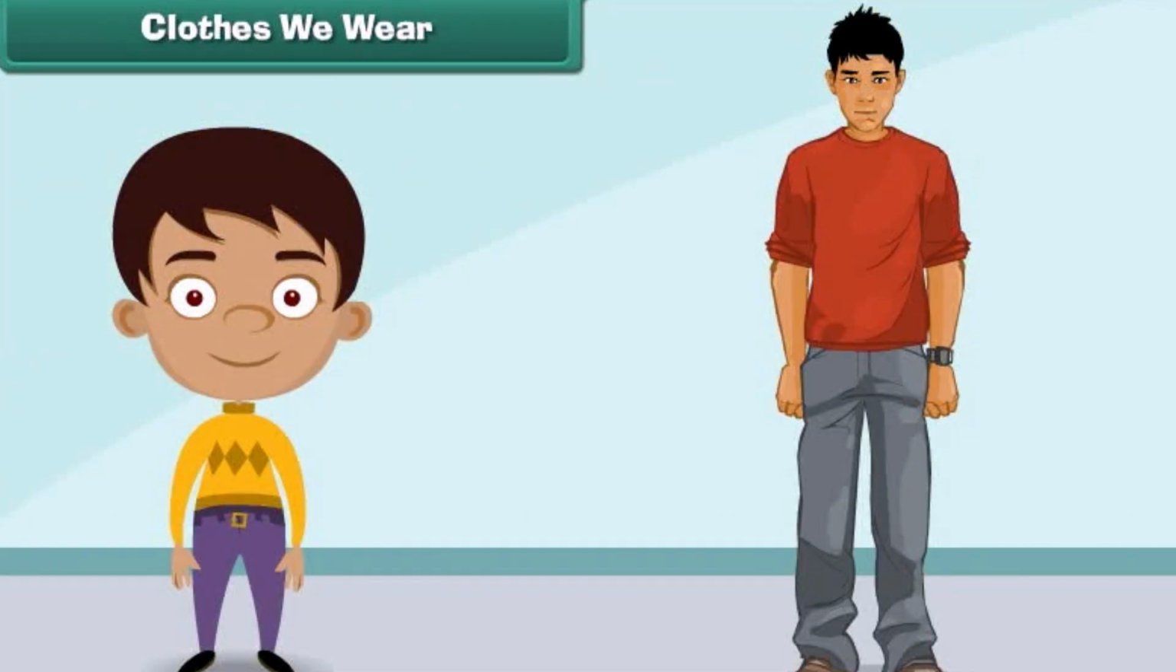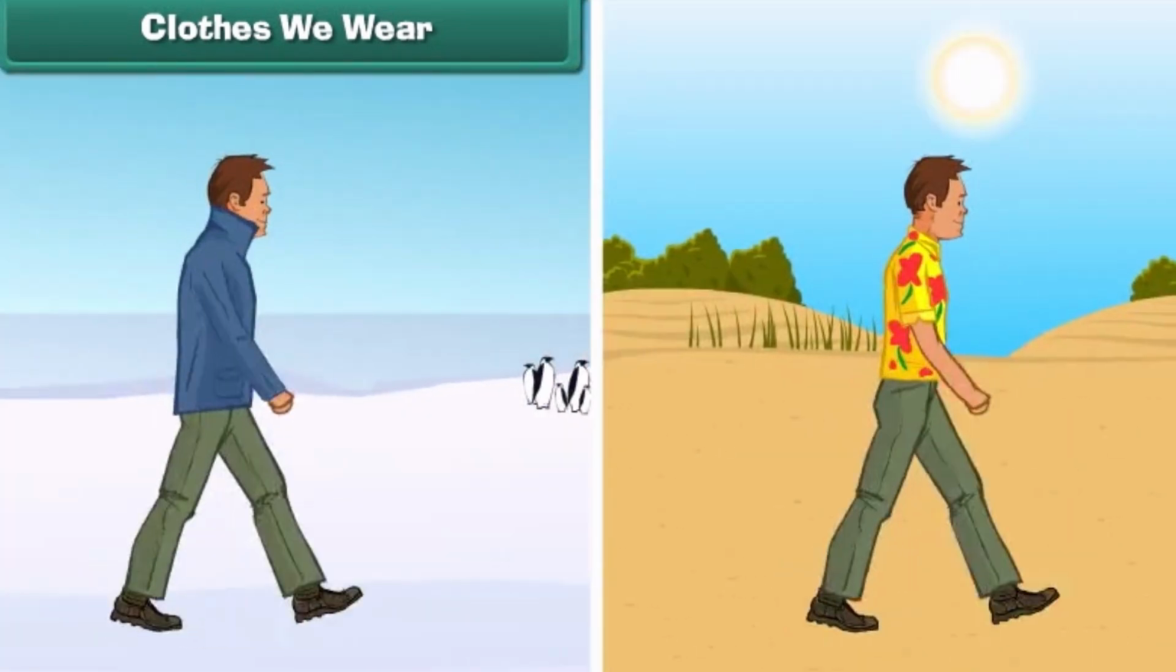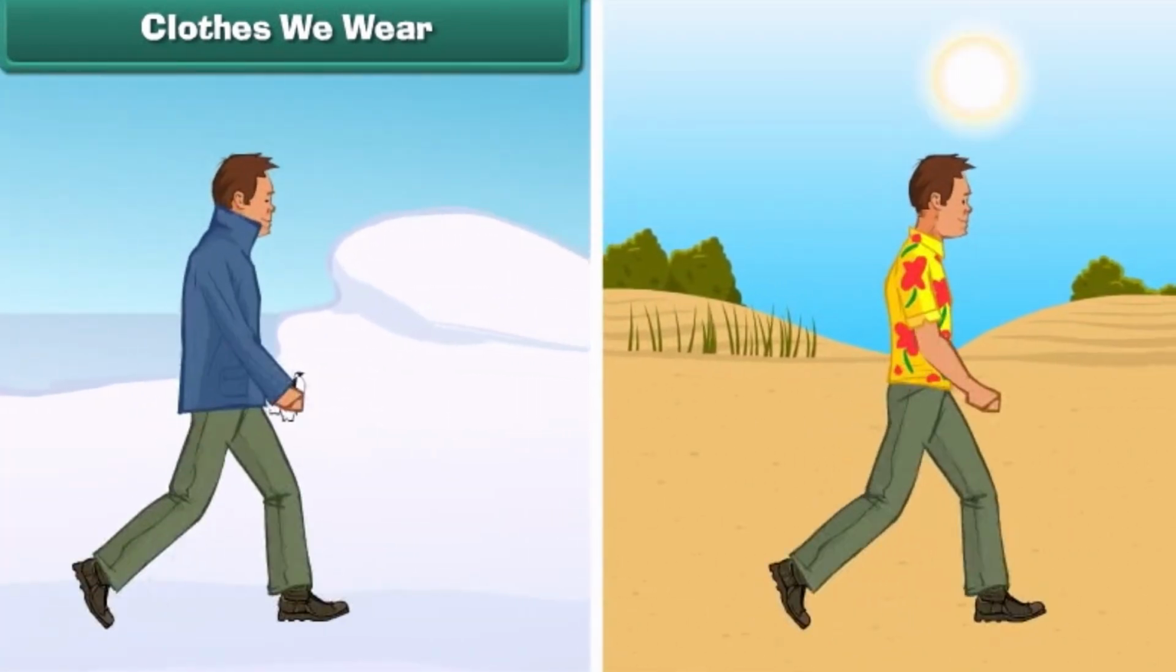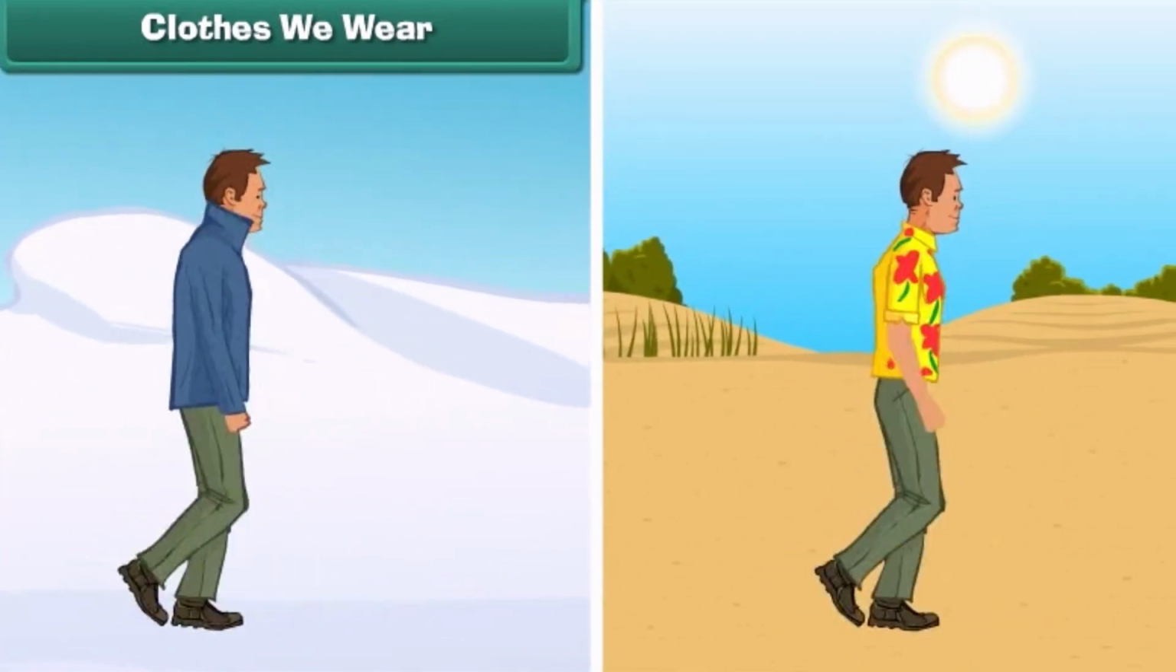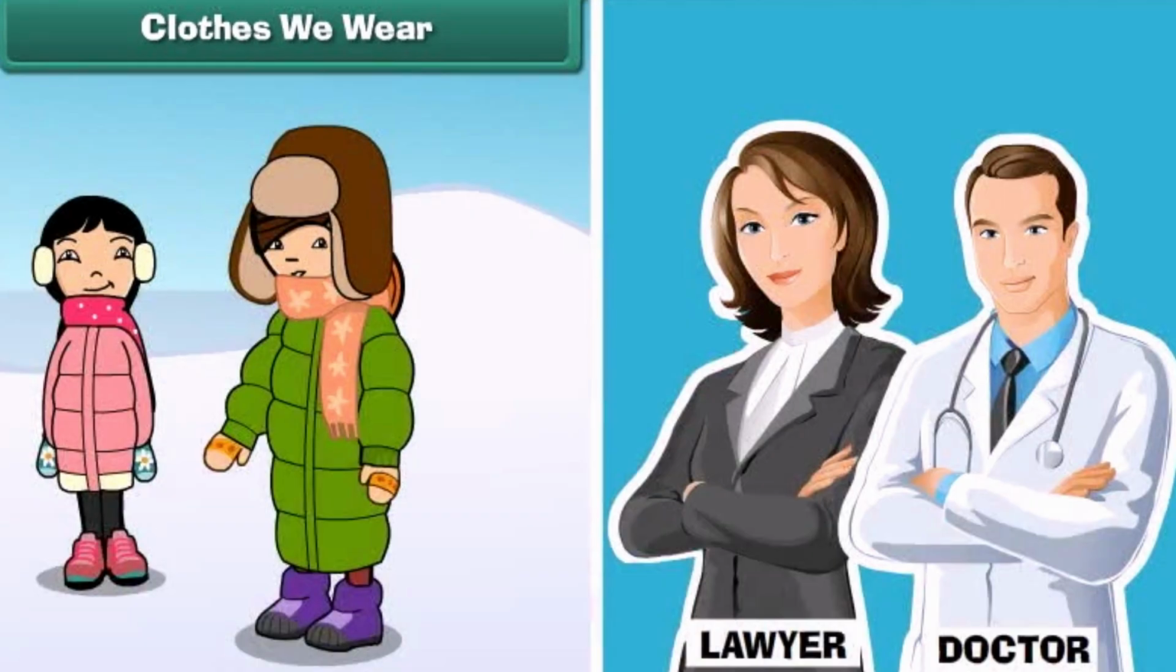Clothes we wear. All of us wear clothes. Clothes protect us from cold, heat, rain, dust, and insects. We choose clothes to suit the season and the work we do. The clothes that we wear reflect our attitude and personality.